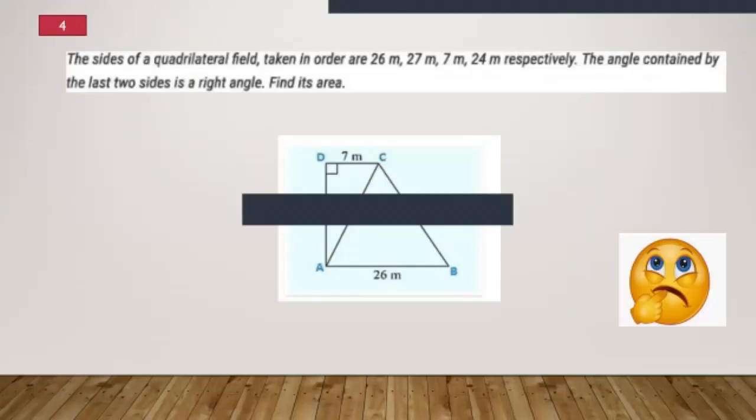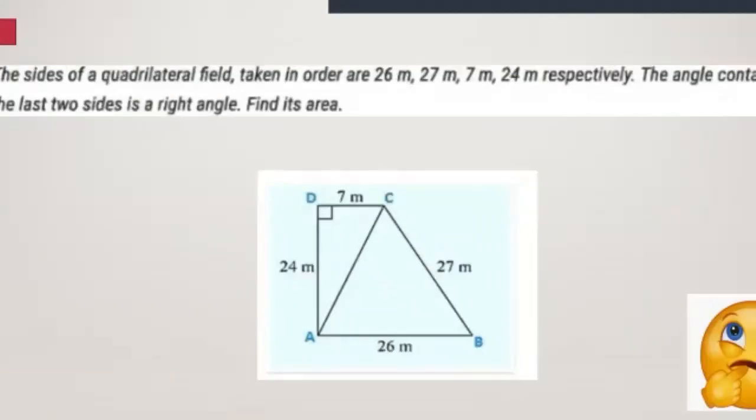Ma'am, can you remove the black thing on the diagram? There's nothing black on the diagram. Yes, there is, ma'am. It's covering all the measurements. Check now. Okay, ma'am, can you just tell the measurement of AD? Can you see the diagram? Yeah, now we can. Everything is written in the diagram. Go ahead with it. So you have 26, 27, 7, 24. Go ahead with it.